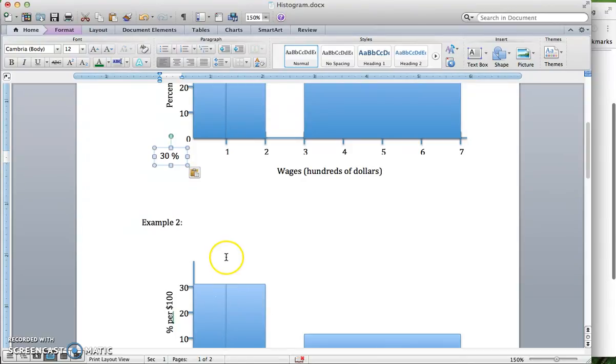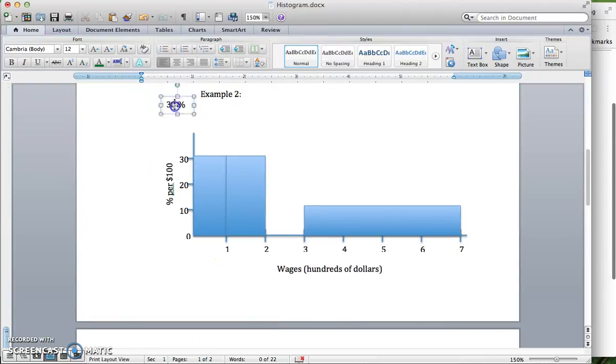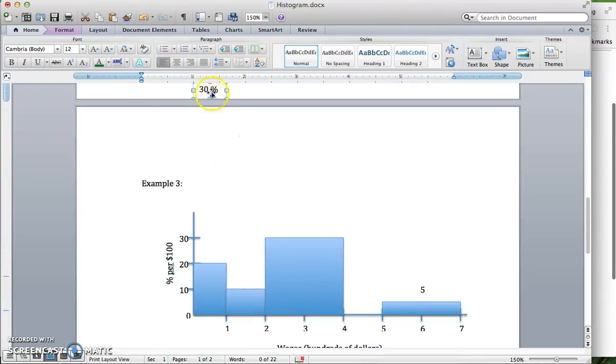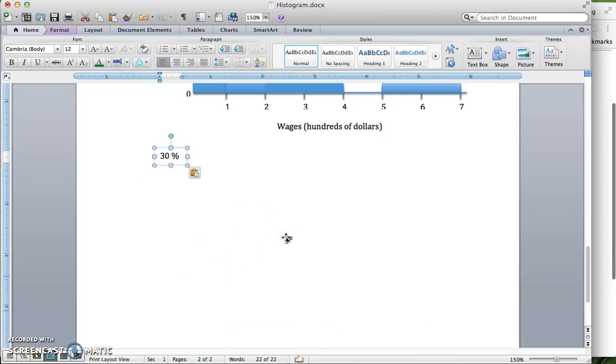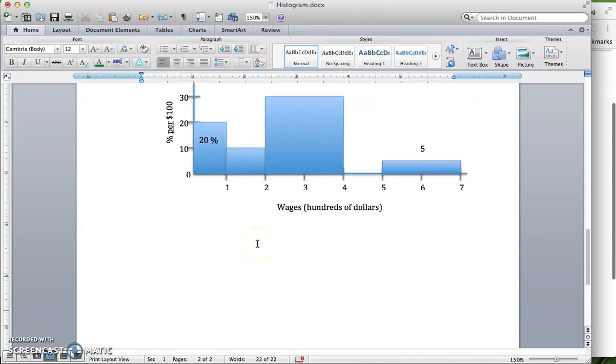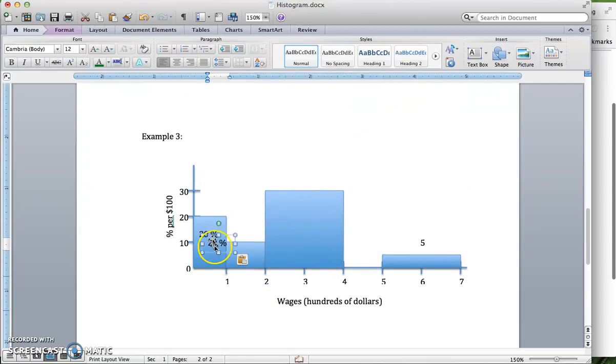So I'm going to put that here. Sorry about that. Let's see, I can drag it down here. So here this should be 20%. And in this bar graph, we have 10% per 100, and this class interval is 100, so therefore this is 10%. So 10% of the employees fall in this category.